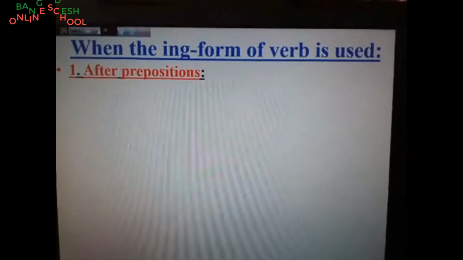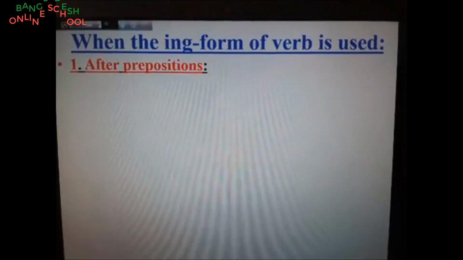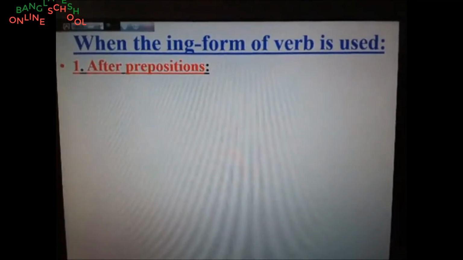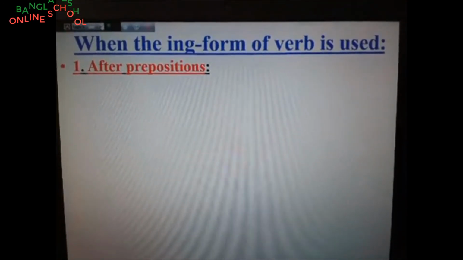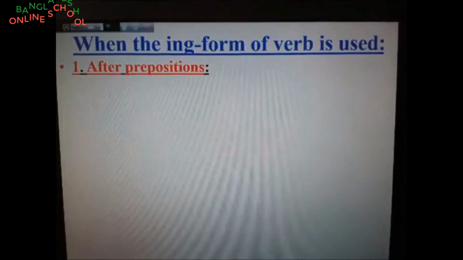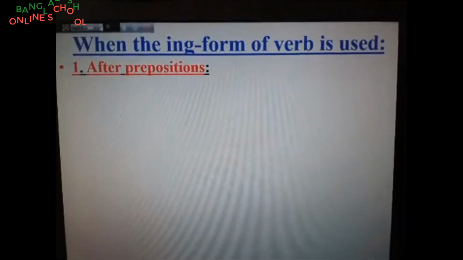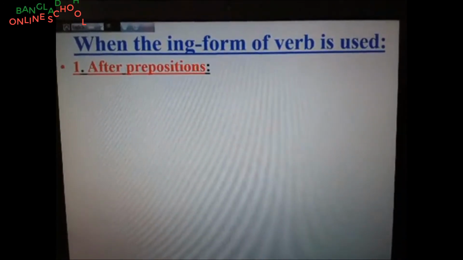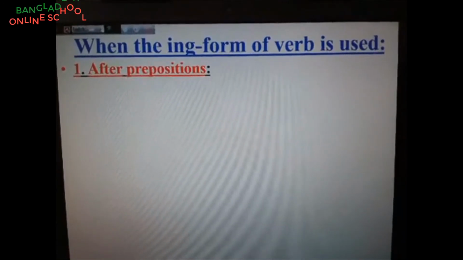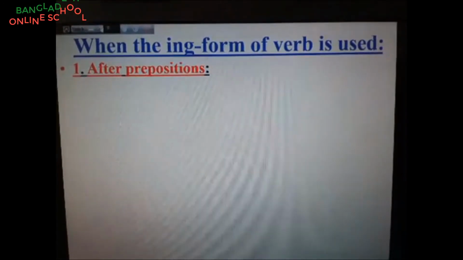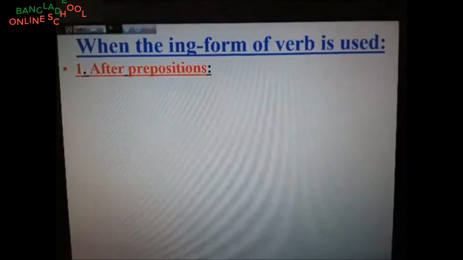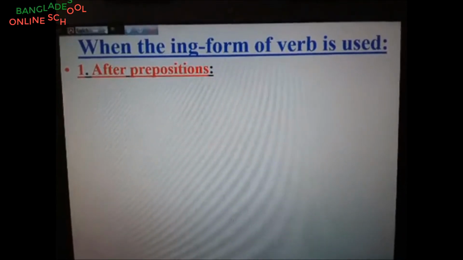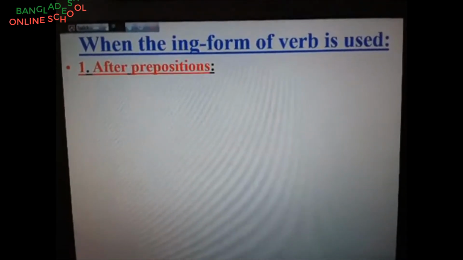Okay, after a preposition, ing forms of verbs are used. After any preposition, it may be to, in, for, with, without, all types of preposition, you will use ing forms of verb. You may be confused with to. To is infinitive. After that to, present form or base form of verb will be used. But in this lesson, I will focus on prepositional to.